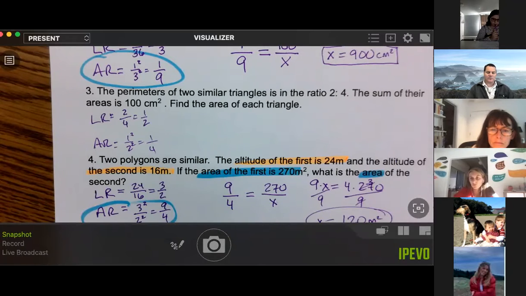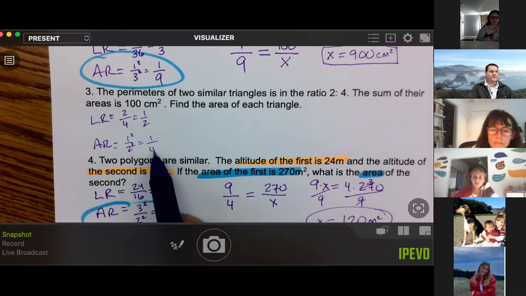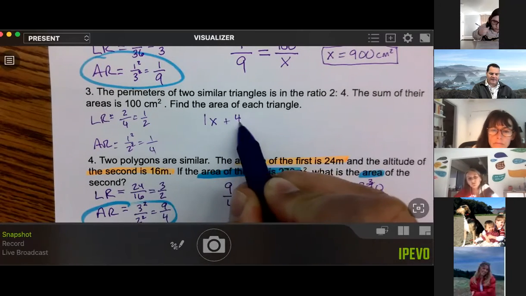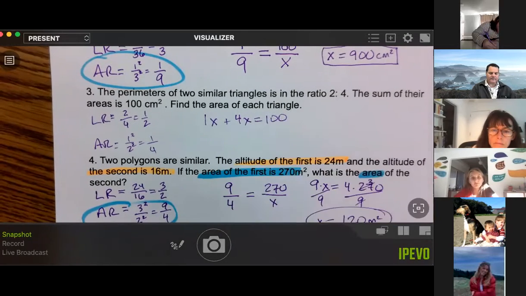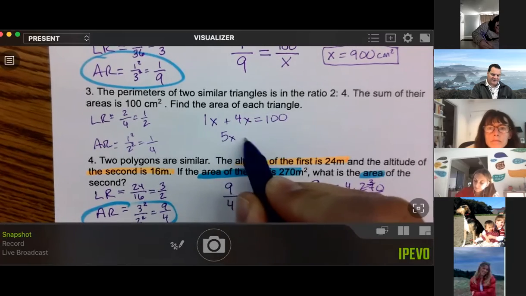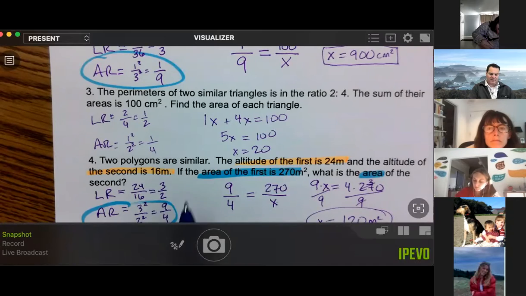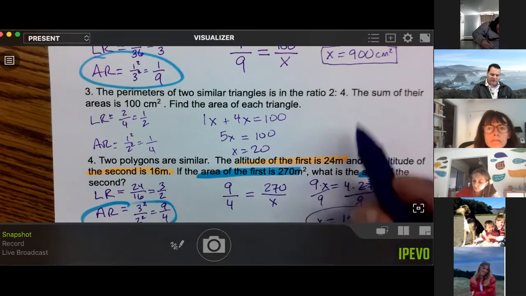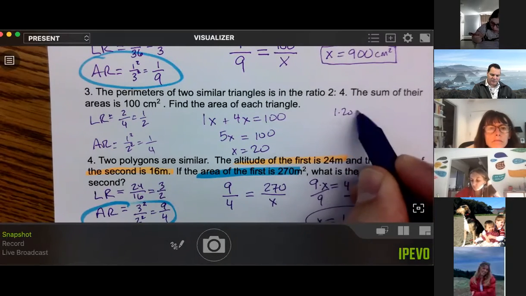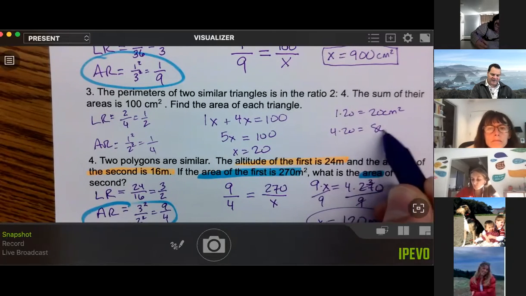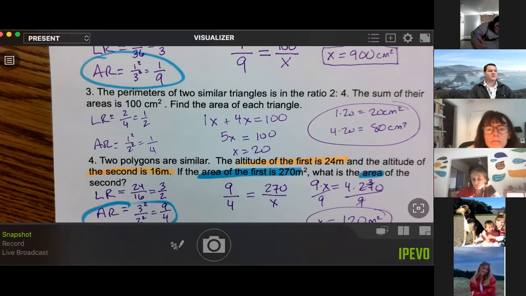So if we know that the two parts are 1 and 4, the two parts, when weighted, have to add up to the whole. So when I multiply them by some value, x, they'll have to add up to 100, which allows us to say 5x equals 100, x is equal to 20, which means that my two triangles are 1 times 20 equals 20 centimeters squared, and 4 times 20 equals 80 centimeters squared. Those are my two triangles.